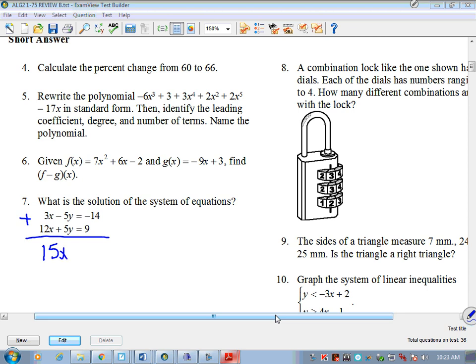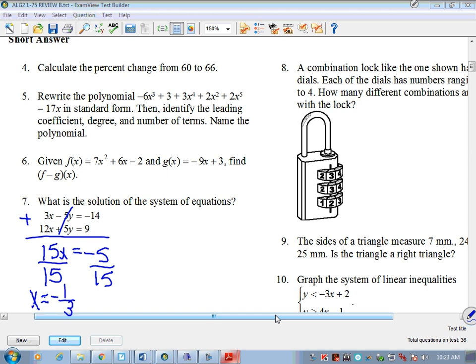15x. Negative 5y plus 5y is 0y, right? Okay, those cancel out. What's negative 14 plus 9? Negative 5. Okay. What do I do with the 15? Divide it. So what does x equal? How about negative 1/3? That should be as a fraction.